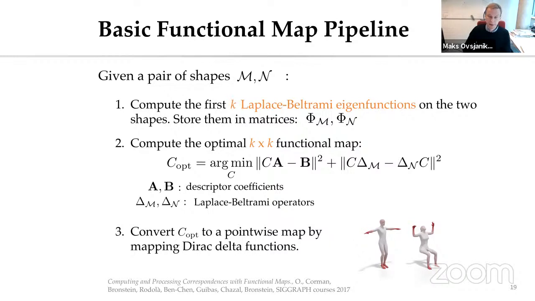And so, using this representation, there's a basic pipeline for solving the shape matching problem, and it consists of the following steps. First, we compute k, some small number of Laplacian eigenfunctions on the two shapes. We store them as columns of matrices Phi M and Phi N. And then we compute the optimal k by k functional map by solving the following problem. First, we have a term that says we want this functional map C to align the coefficients of some descriptors.